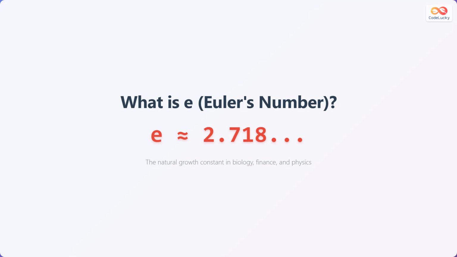Let's explore the fascinating world of e, also known as Euler's number. Euler's number is approximately equal to 2.718 and so on. It is a fundamental constant that appears throughout mathematics and the sciences. It represents the natural growth constant, and it plays a vital role in various fields, including biology, finance, and physics.